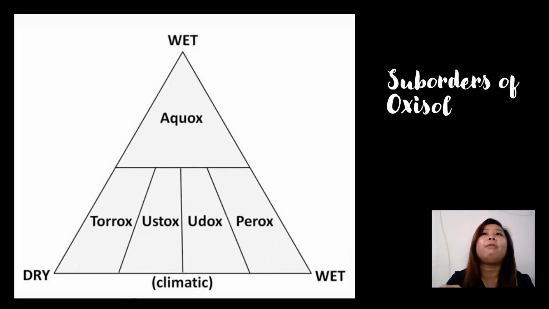And then we have the suborders of oxisols. For aquox, these are oxisols with a water table at or near the surface for much of the year. And then the torrox, these are common in arid climates. Ustox are common in semi-arid and subhumid climates. Udox are common in humid climates. And perox are common in continuously humid climates where precipitation exceeds evapotranspiration year-round.